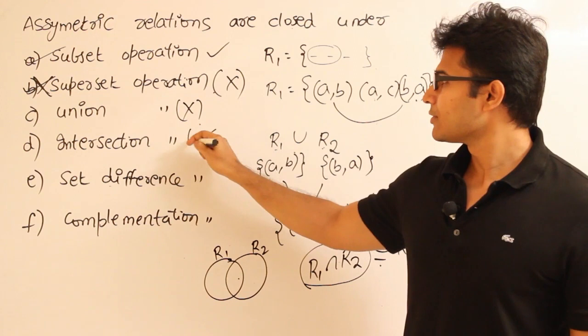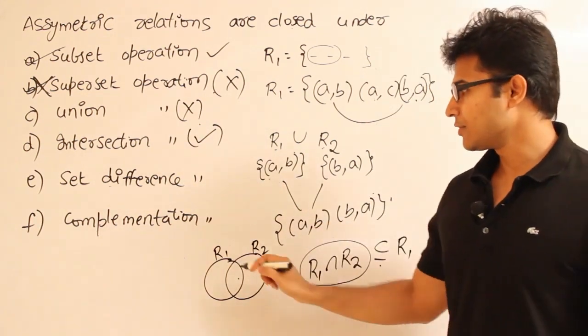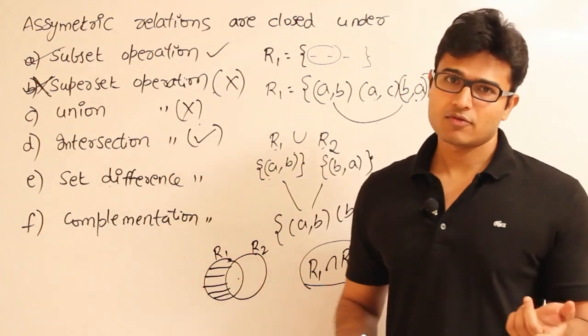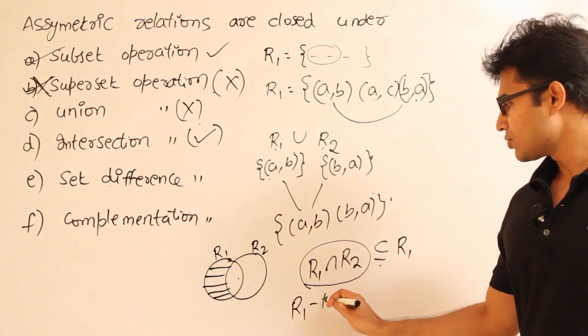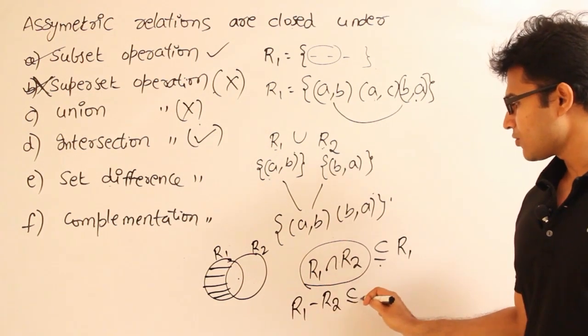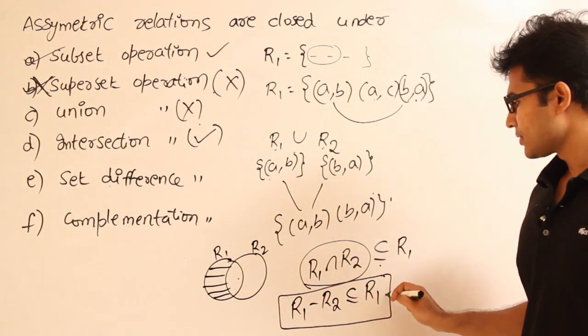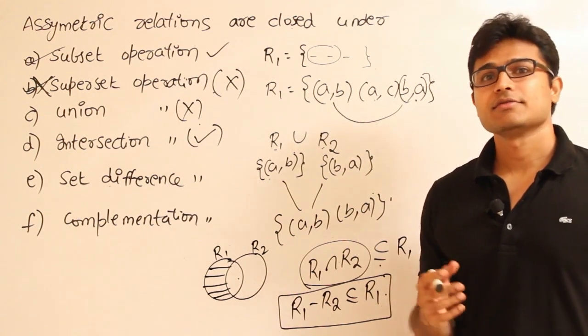They are closed. What about set difference? Set difference also we can say the same thing, right? Why? R1 minus R2 is a subset of R1, isn't it? R1 minus R2 is again a subset of R1, and we know that R1 is asymmetric, and every subset of an asymmetric relation is asymmetric.